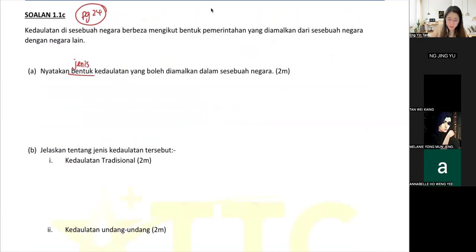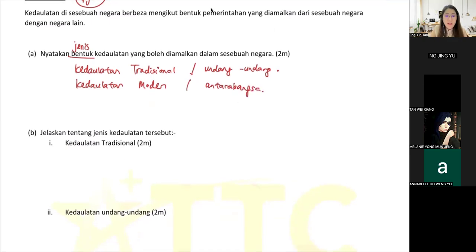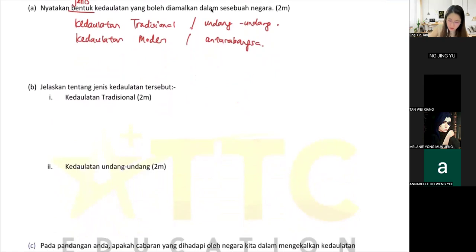Very good, you see. You remember, right? Traditional. But you try your best to write kedaulatan traditional. Kedaulatan modern. Okay? And then you can also write kedaulatan antarabangsa. Guys, I want to be fast. Good? Okay?